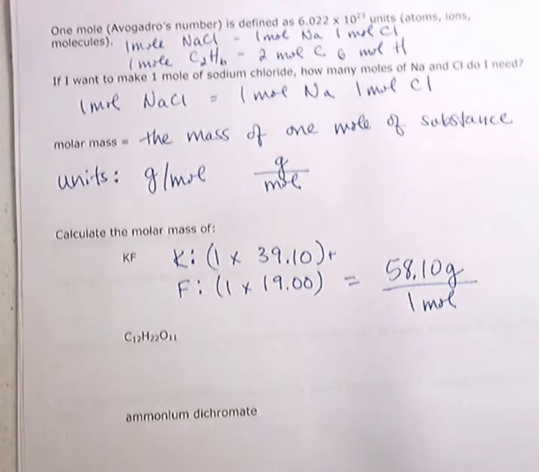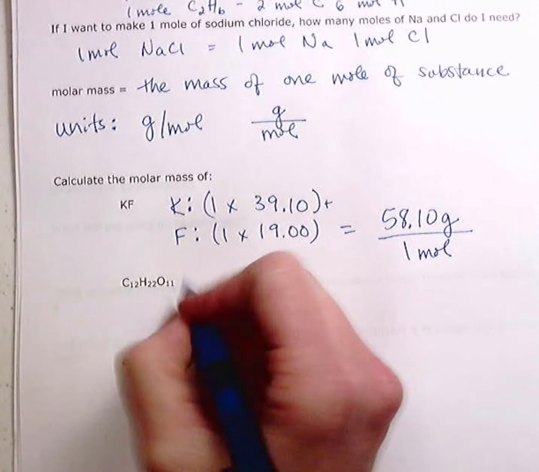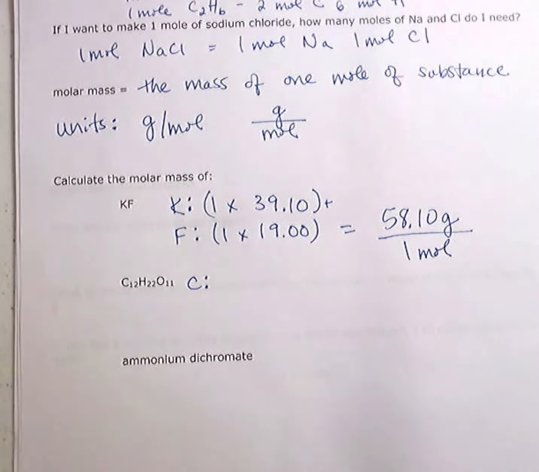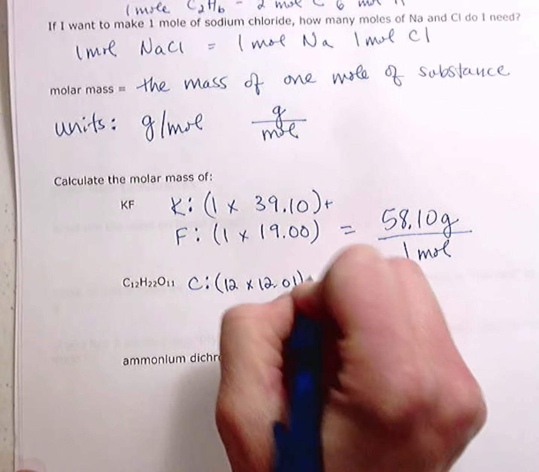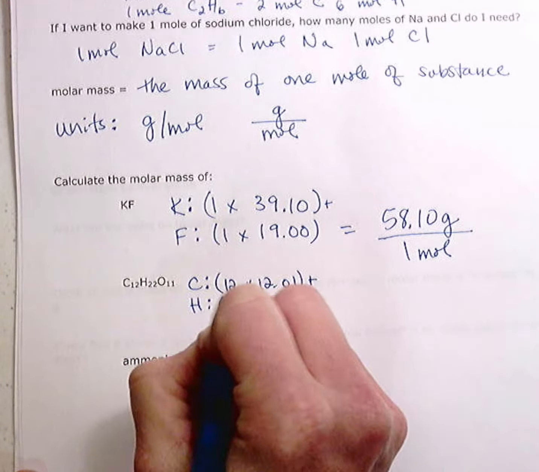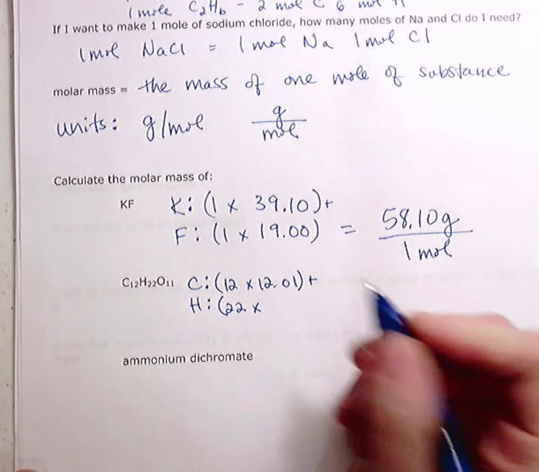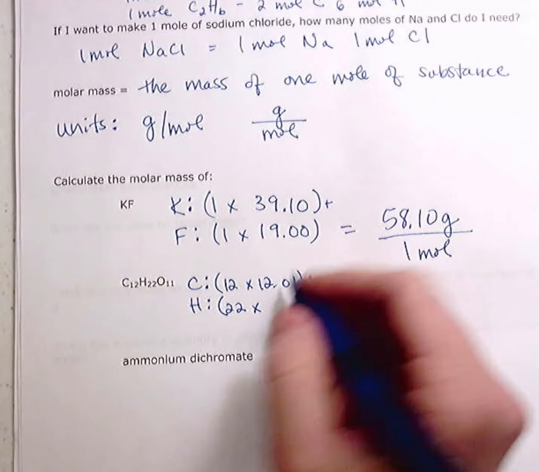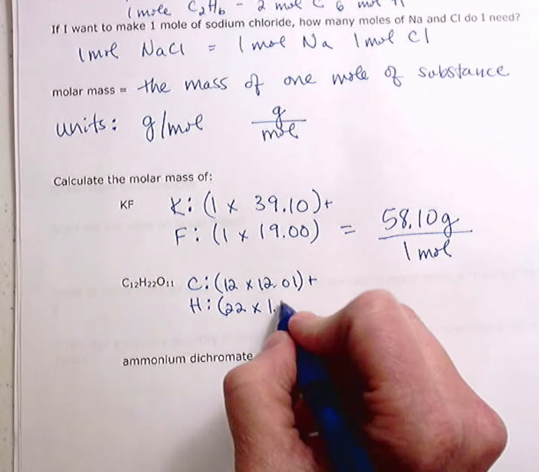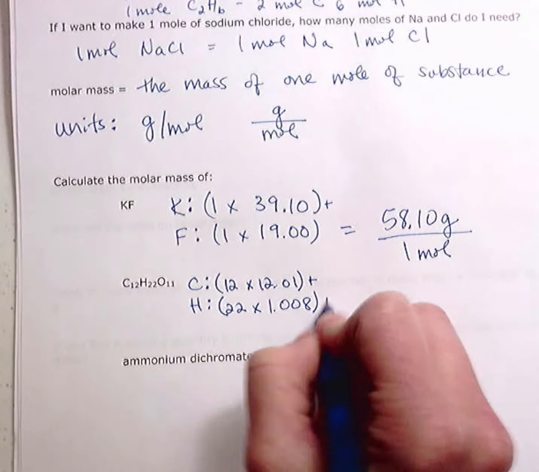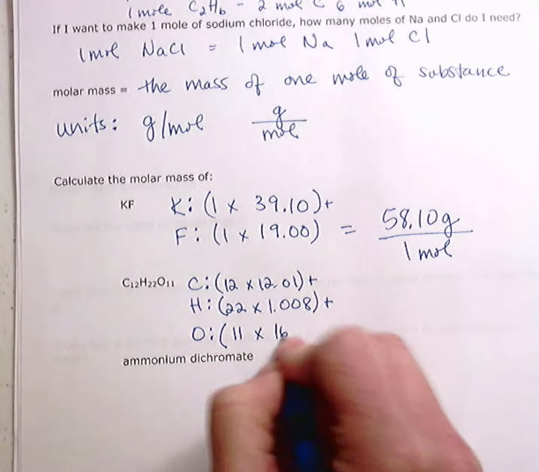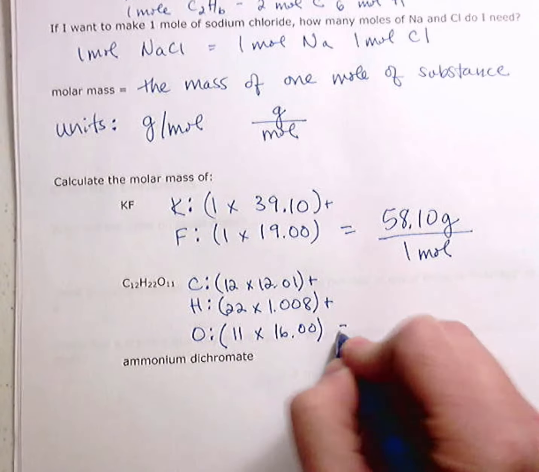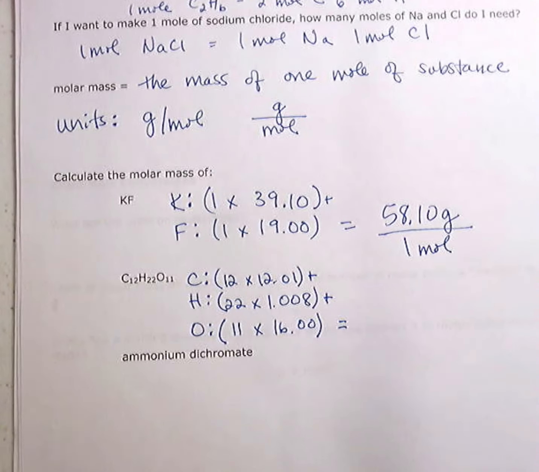Okay, let's do C12H22O11. So carbon is 12.01, and I have 12 carbon. So 12 times 12.01 plus hydrogen, which is 22. Hydrogen, you go to the thousands, sorry, 1.008 plus oxygen, 11 times 16. So you're going to add all those together.